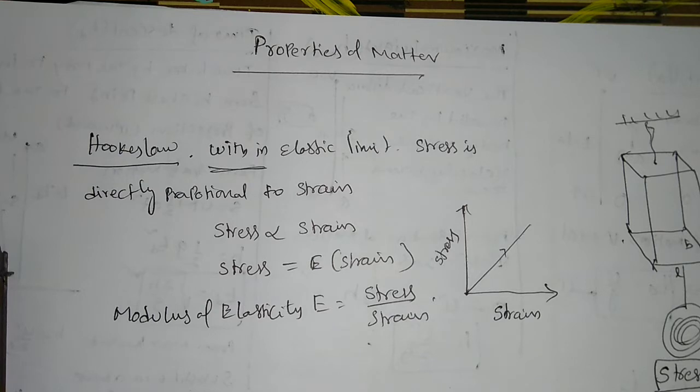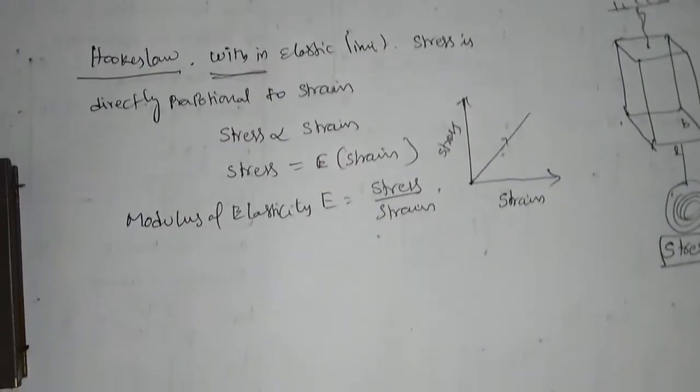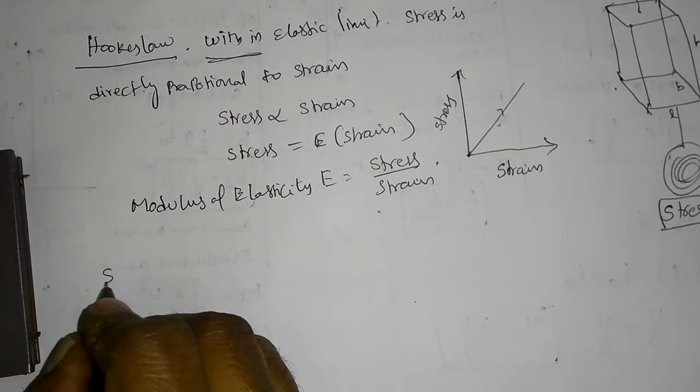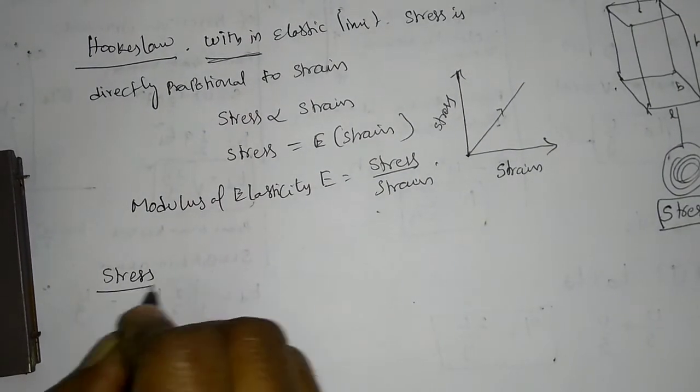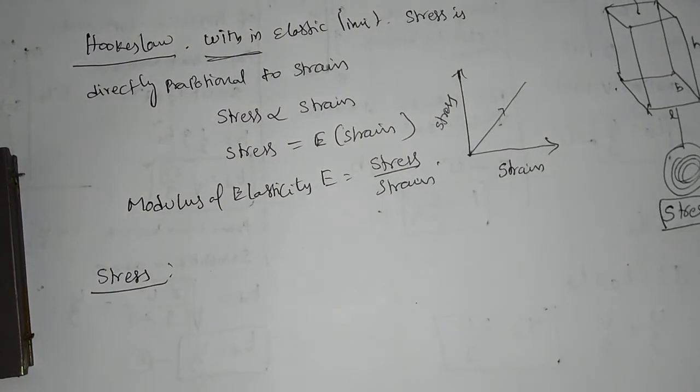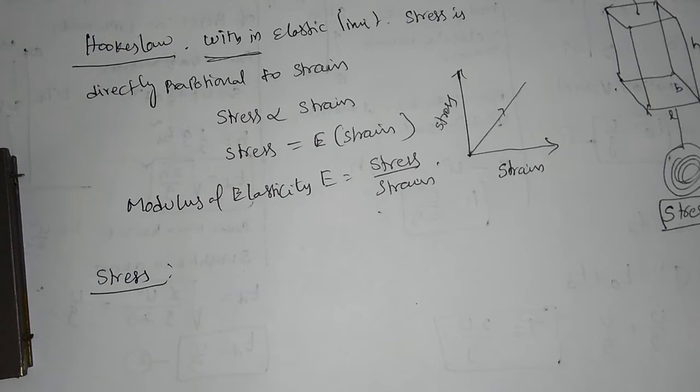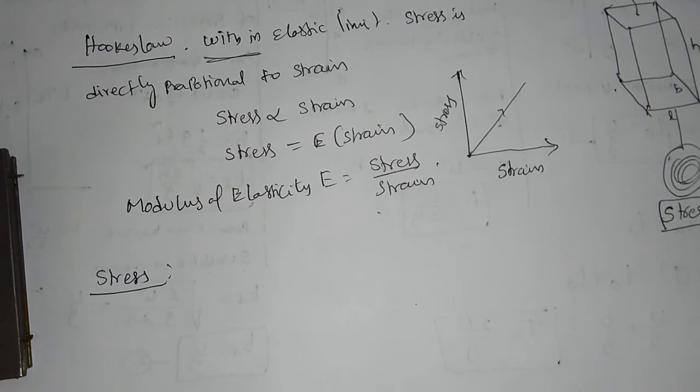Now our next topic is: what is stress? How many types of stress are present here? So first of all, what is stress? Stress means what? This is the simple definition. The internal restoring force per unit area of cross section of the deformed body is called stress.